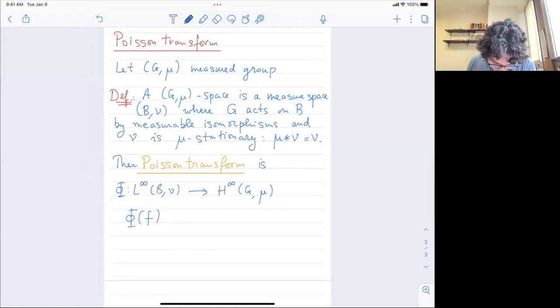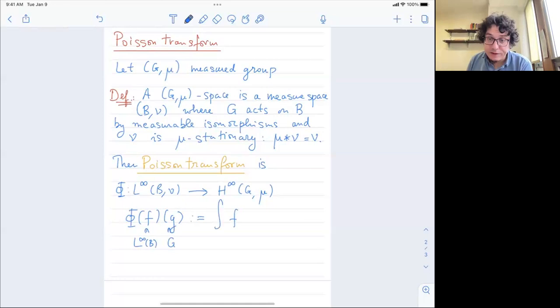So you pick a function f which is bounded on the boundary, so it's in L infinity of the boundary, and then we want to know how it acts on g, an element of the group. We do exactly what we did before. We take the function f, take the measure nu, push forward the measure nu, pair it with f, and integrate over b.